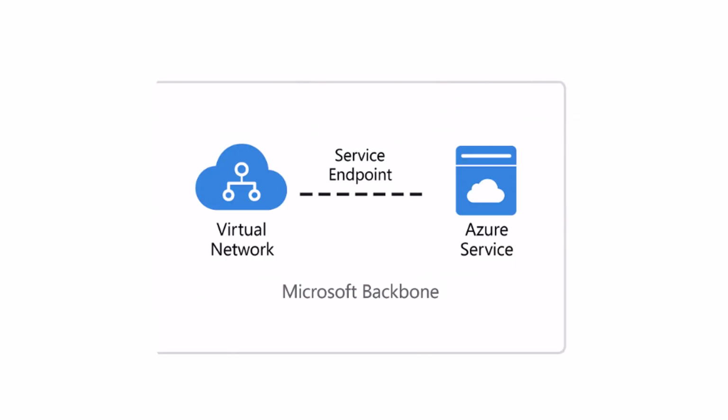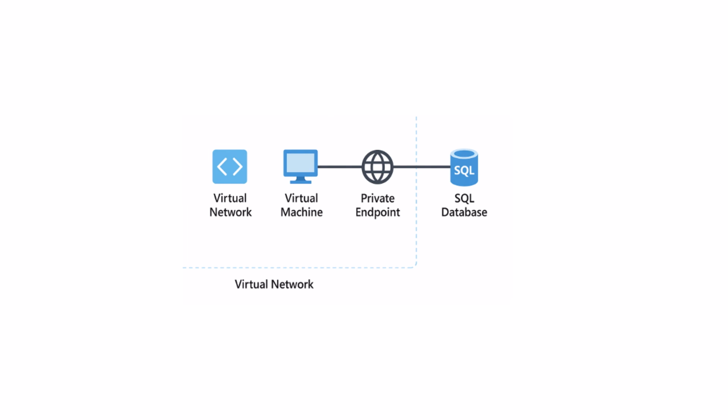So this is an example of what the service endpoint would look like. Again, you have access to the entire Azure service, not just a specific instance as in a private endpoint, because it is very easy to get confused between a service endpoint and a private endpoint. As a matter of fact, this is an important point that you have to pay attention to for the exam. So here is a private endpoint. With the private endpoint, you get access to a specific instance, for example, like a SQL database.